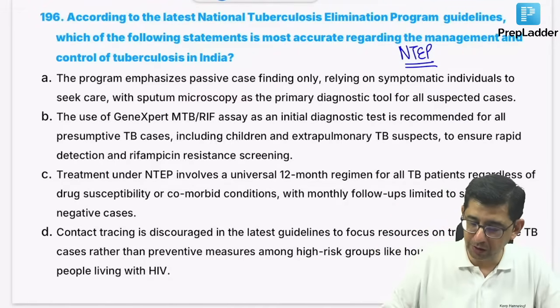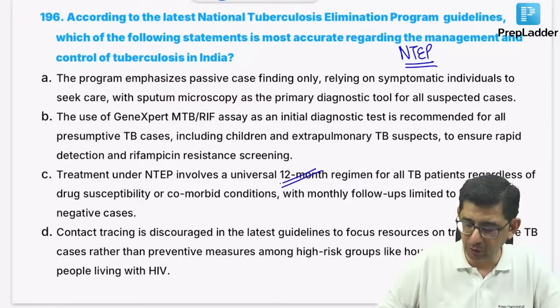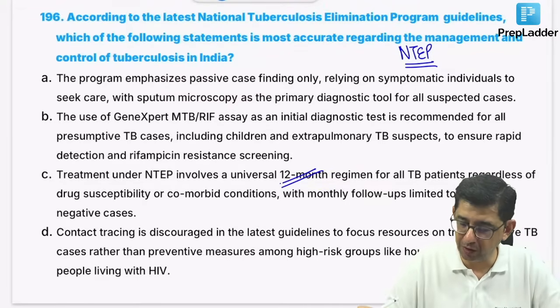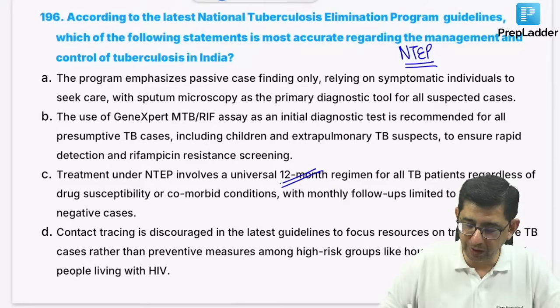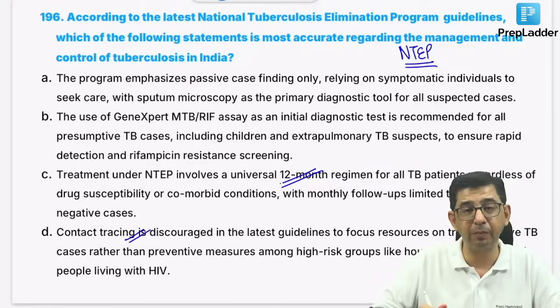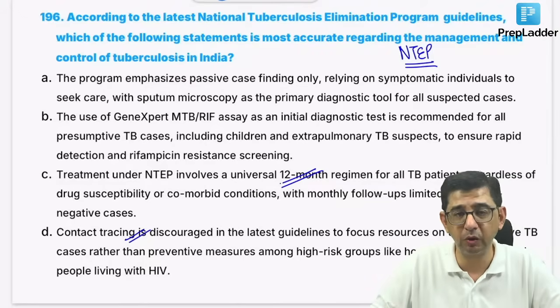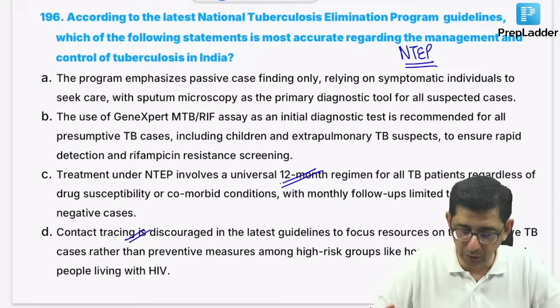Okay, so we don't use a 12-month regimen. I can rule that out immediately because it's saying which of the following conditions is accurate. So we don't use a 12-month program. And we have to go for contact tracing. So contact tracing discouraged is the wrong thing. We have to find out the contacts of a person and trace them out. So two options are ruled out.